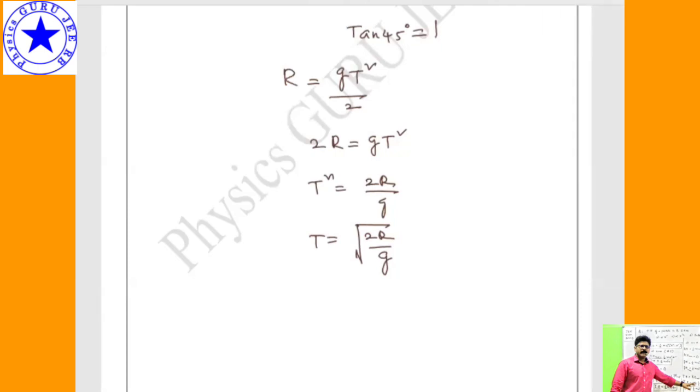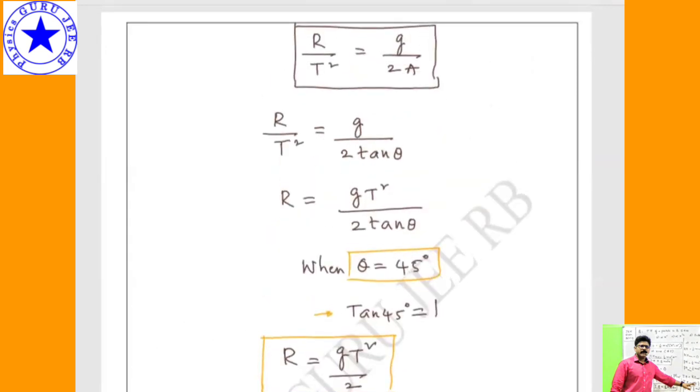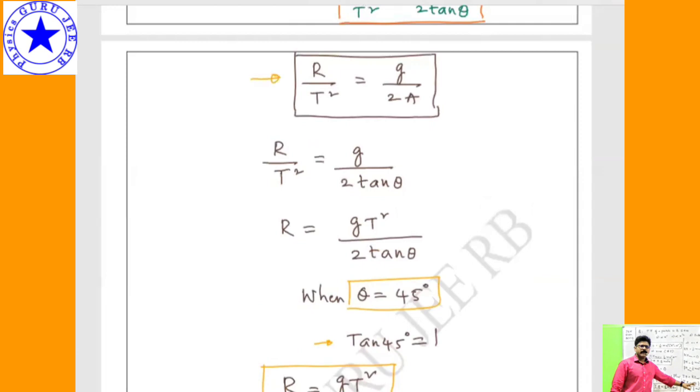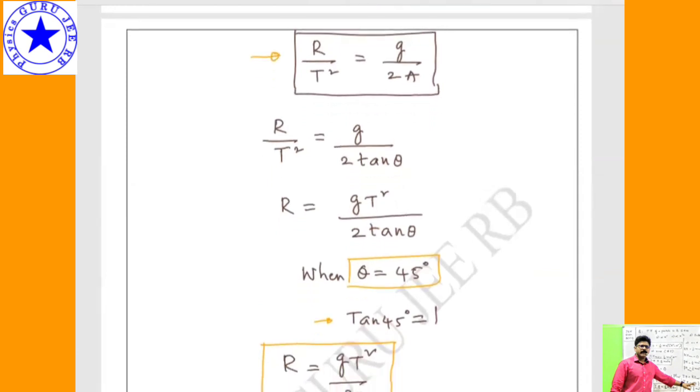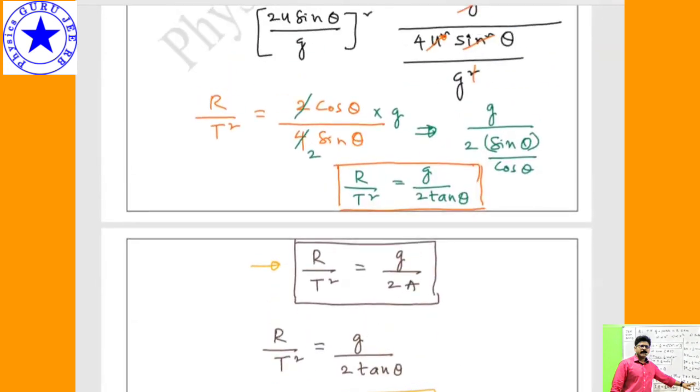So this is nothing but a t and r relation when theta is equal to 45 degrees. r is equal to g t square divided by 2 when theta is equal to 45 degrees. This is the relation between r, t, g and a. This is also in terms of tan theta. So till this point it is clear, all of you.